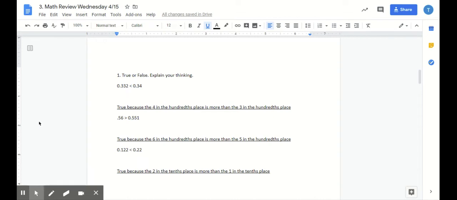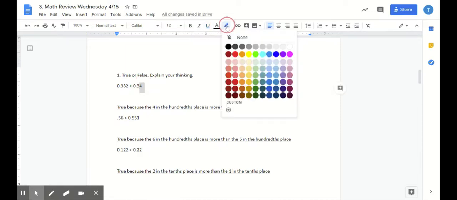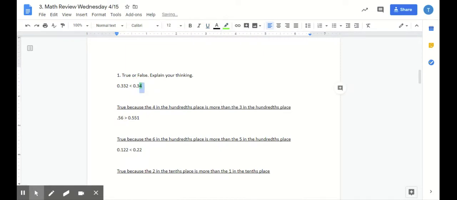All right. So for the first portion, you are supposed to do true or false and explain your thinking. I'm going to go through each one and explain how I got to my answers. For the first one, it says 0.332 thousandths is less than 34 hundredths. I said this is true because the 4 in the hundredths place is more than the 3 in the hundredths place. Okay, so realize if I were to line these up, my 4 is greater than my 3, which is why this is true.